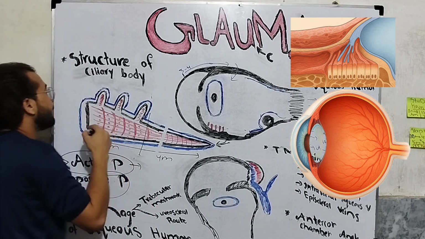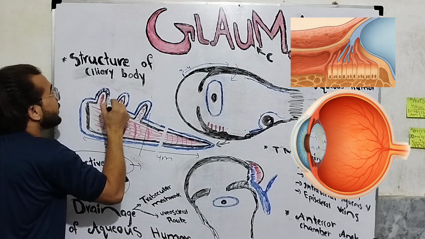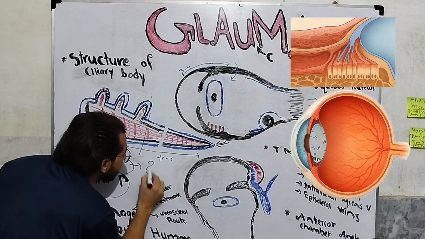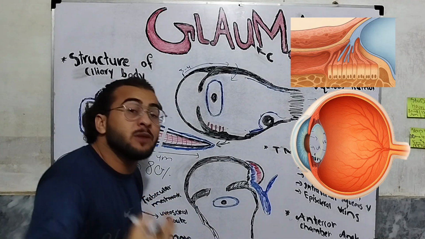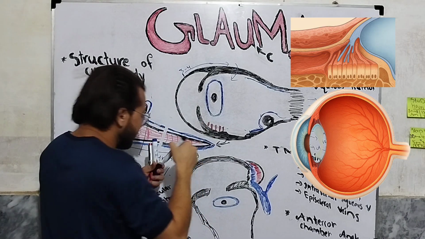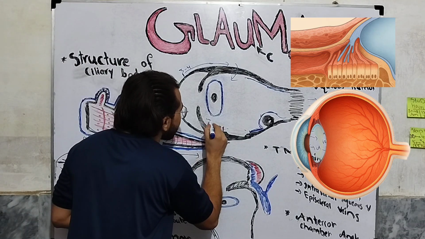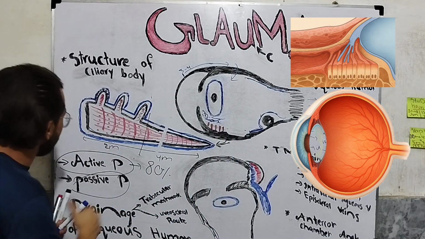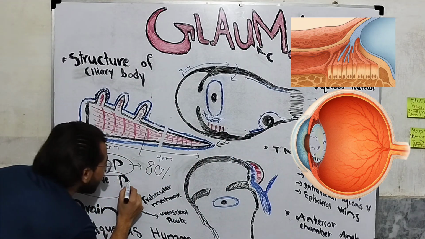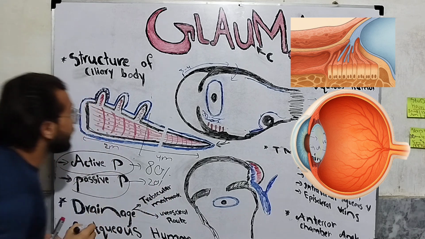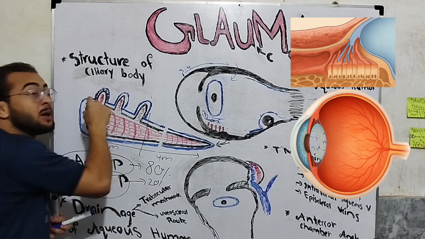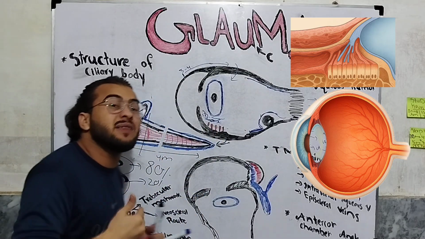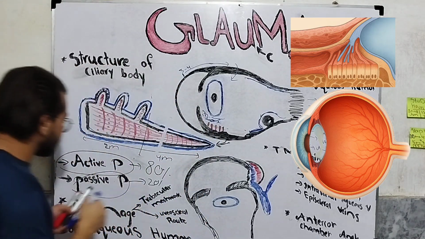This double-layered epithelium uses energy and actively produces up to about 80%. So 80% of the fluid is actively produced into this posterior chamber, and about 20% of the fluid is produced passively, due to the pressure and due to osmosis, without any energy.